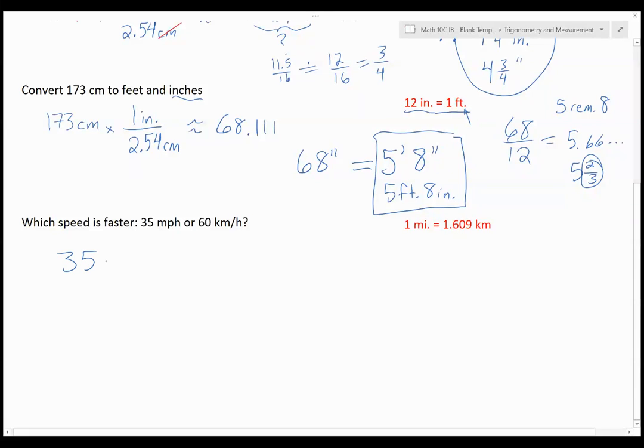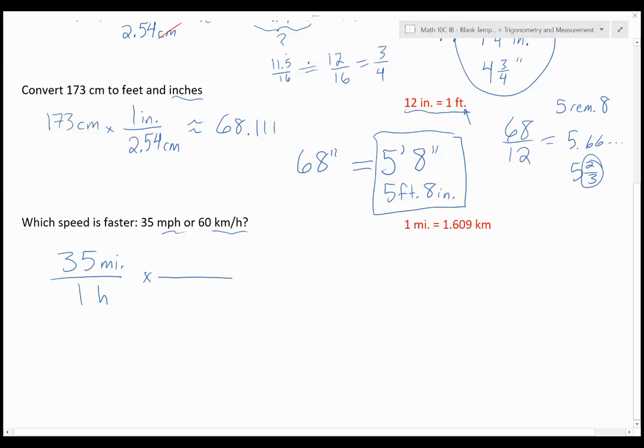So I have 35 miles in 1 hour. I don't need to convert the hour because both of my units are per hour. If I had a unit that was in like meters per second, for example, then I would need to convert both the distance unit and the time unit to be in the appropriate unit, but I don't need to do that here. So I do have a conversion that 1 mile is 1.609 kilometers.